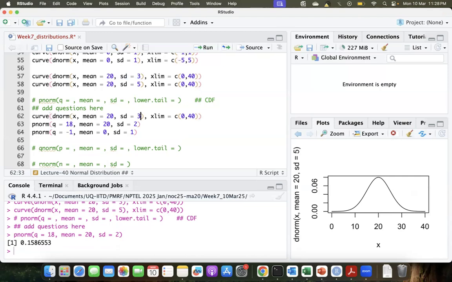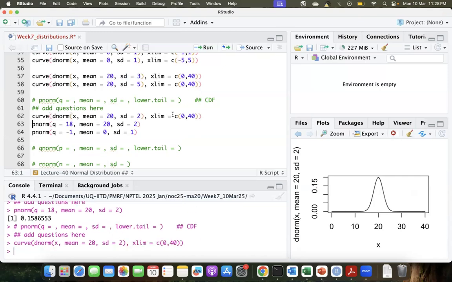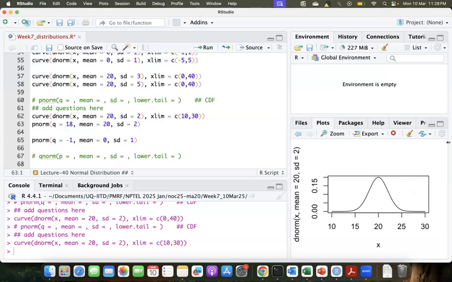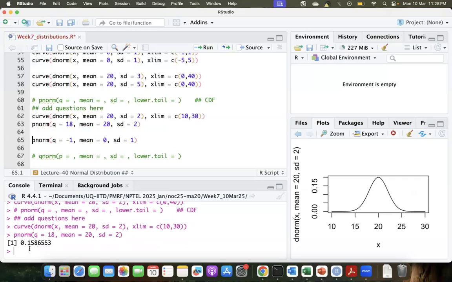Let me just plot that out. Maybe I'll say 10 and 30. Okay. Yeah, so this is what we are plotting. For this question, when you're saying 18 and below, it's just covering the small area. So then you get 0.158 or 15.8%. So that checks out, right? It's a really small area.